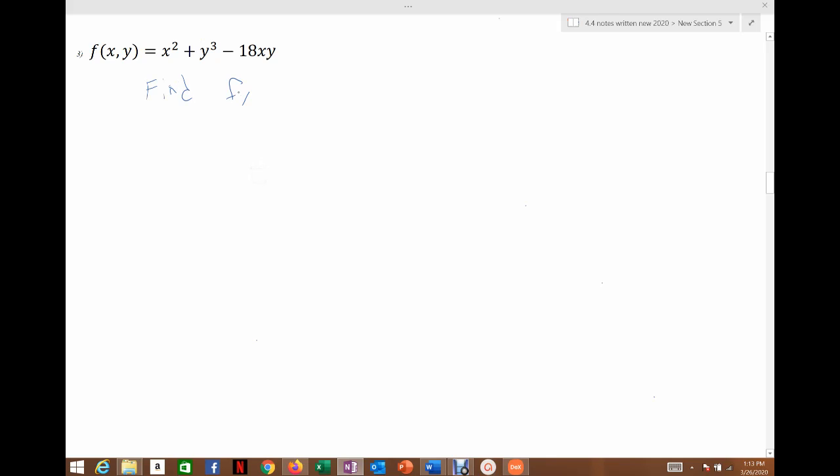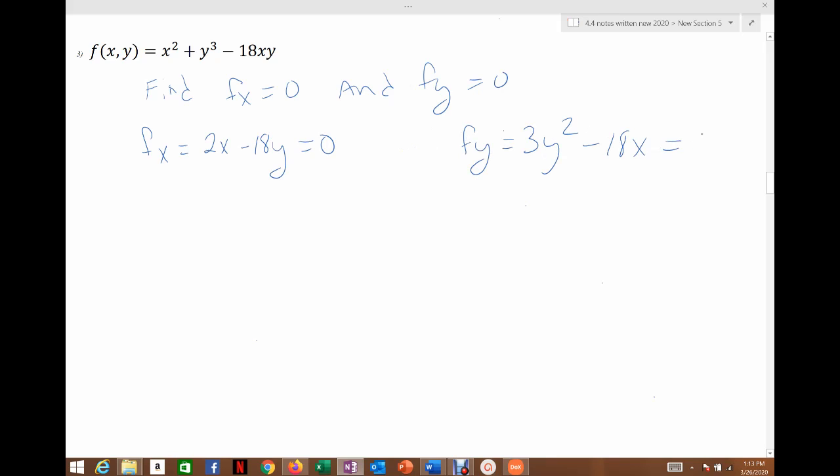First though, find the first derivative, set them equal to 0, and solve. So the first derivative with respect to x is 2x minus 18y. I'm going to go ahead and set it equal to 0. And then the first derivative with respect to y is 3y squared minus 18x. Go ahead and set it equal to 0. And so that square term means I cannot use a matrix because it's quadratic, not a line.